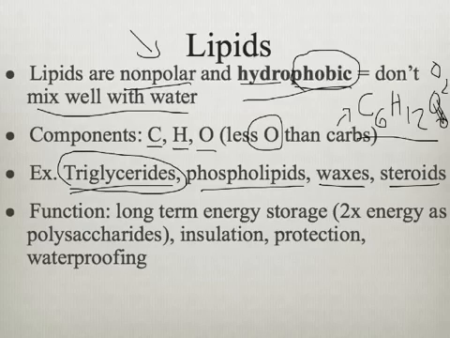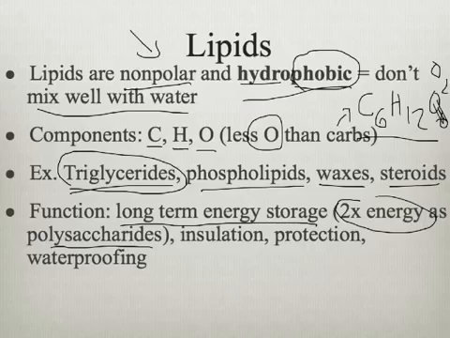And finally, the function of lipids: they're used for long-term energy storage. They have twice the amount of energy as a polysaccharide. Remember we talked about how in humans, the storage polysaccharide is glycogen? Well, fat, or lipids, can store twice as much energy as glycogen can, and can store it for a longer period of time. Lipids or fats are also used for insulation, for protection.